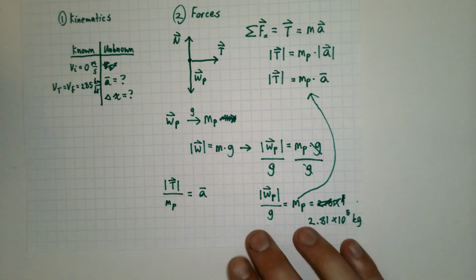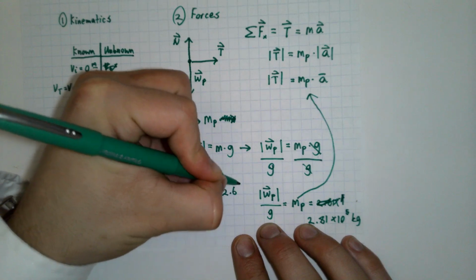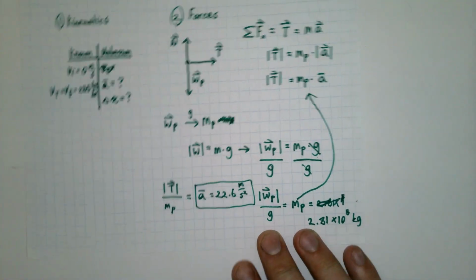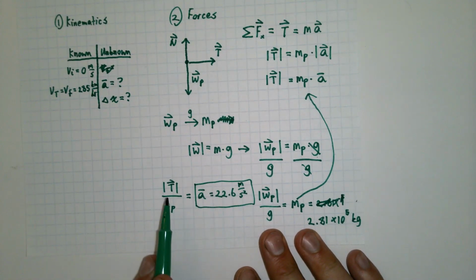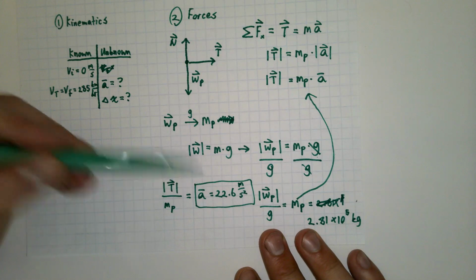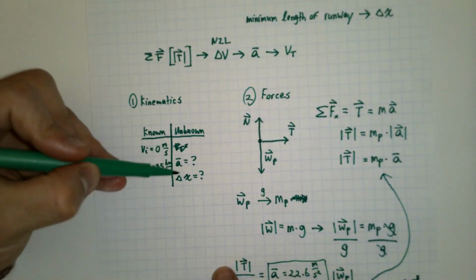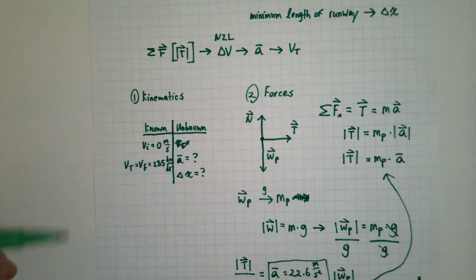That brings us to an acceleration of 22.6 meters per second squared. This is the acceleration that the aircraft undergoes due to the net force that's acting on it, the thrust. So now we can take this value of 22.6 meters per second squared and return back to kinematics. Returning back to kinematics, now this unknown acceleration is now known because of forces.